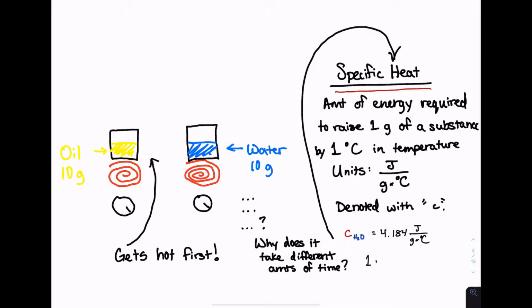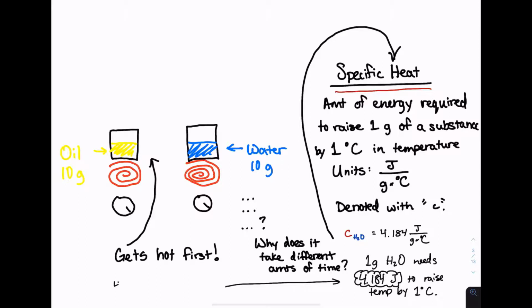So again, what that means is that if I have 1 gram of water, then I need to supply it with 4.184 joules of energy in order to raise the temperature of that water by 1 degree Celsius. So you may be wondering what a joule is in general. The joule is a very, very small unit of energy.